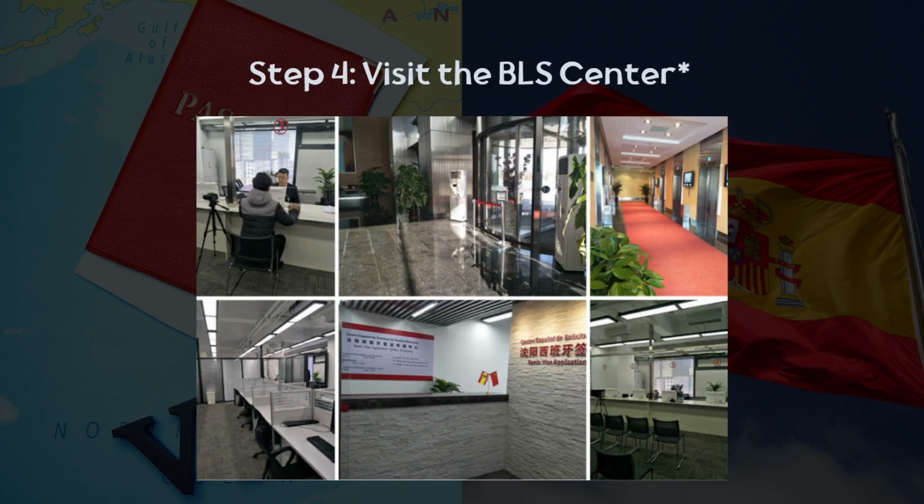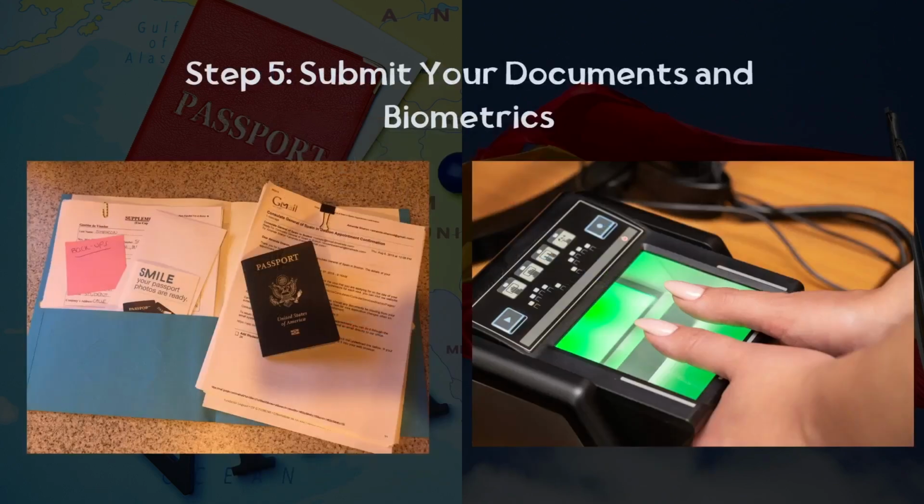Step 5. Submit your documents and biometrics. At the center, submit your documents and provide biometric data, which includes fingerprints and photographs. This is mandatory for a Schengen visa application.